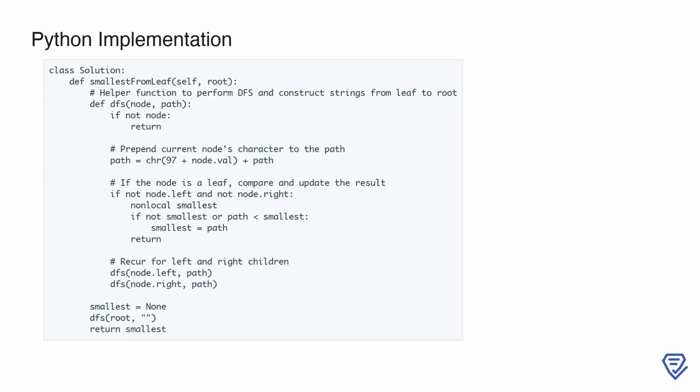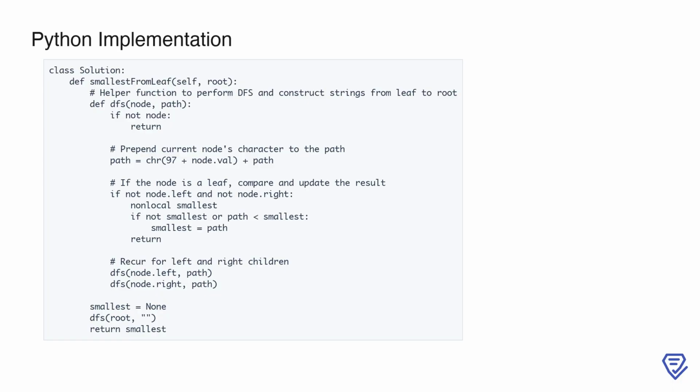Explanation. 1. Function definition. The smallestFromLeaf method takes the root of the binary tree as input. This method uses a depth-first search (DFS) approach to traverse the tree and build strings from leaf nodes back to the root. 2. DFS helper function. The DFS function is defined to recursively traverse the tree.